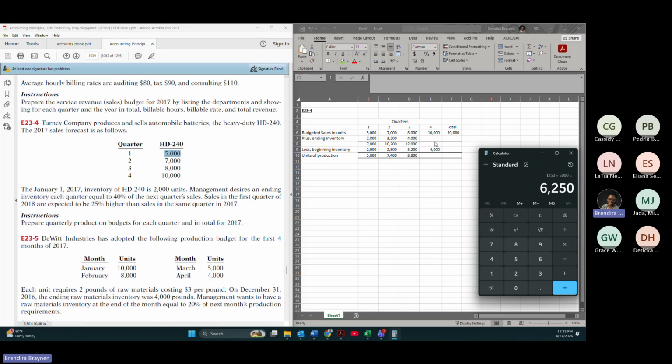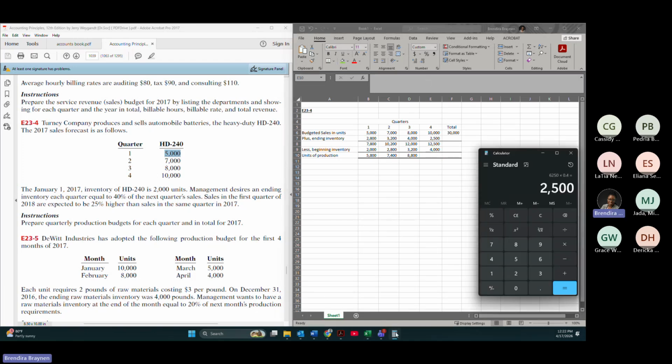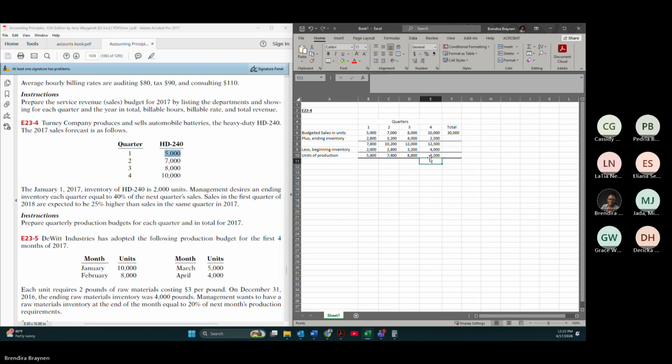So the ending inventory of this quarter, the last quarter of 2017, should be the same amount there. So 6,250, 6,250 times 0.4, 40%, means that ending inventory they want to be 2,500. So 2,500 is my ending. When I add that up, 12,500. When I subtract it, 12,500 minus 4,000 gives me 8,500. And so that represents quarter four.